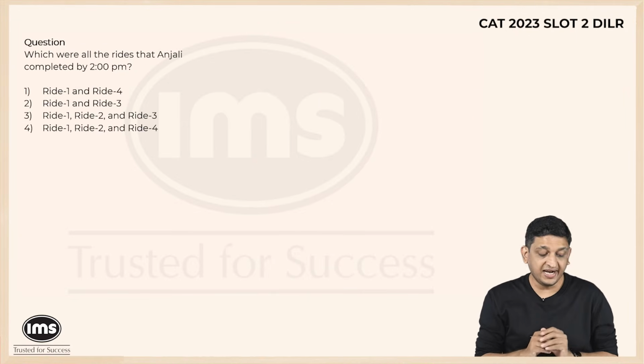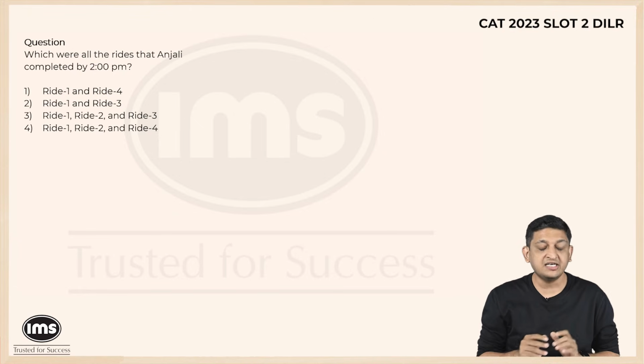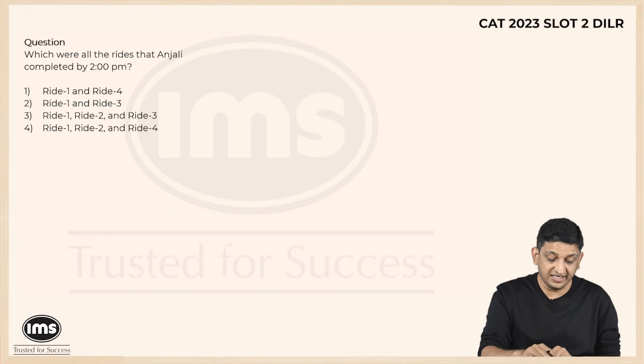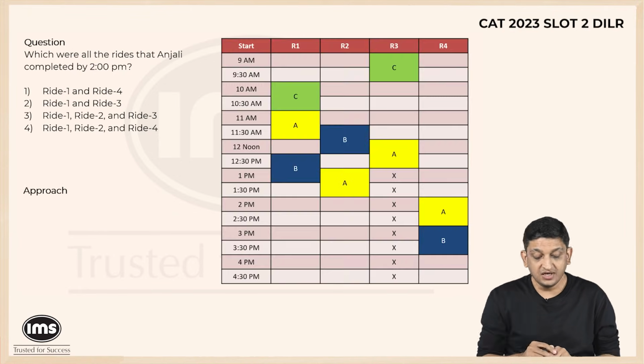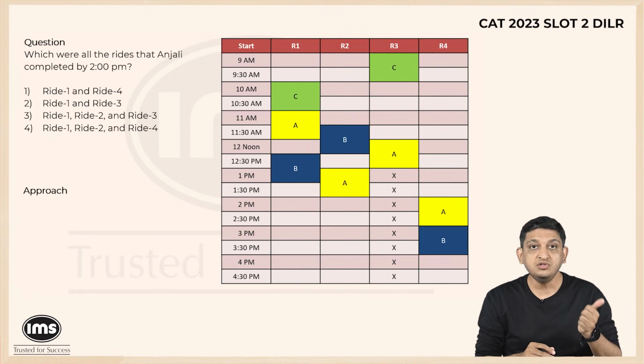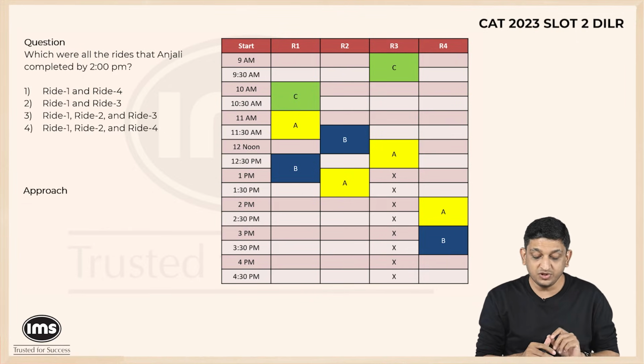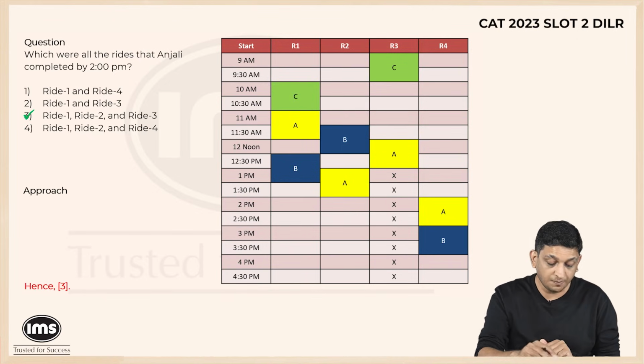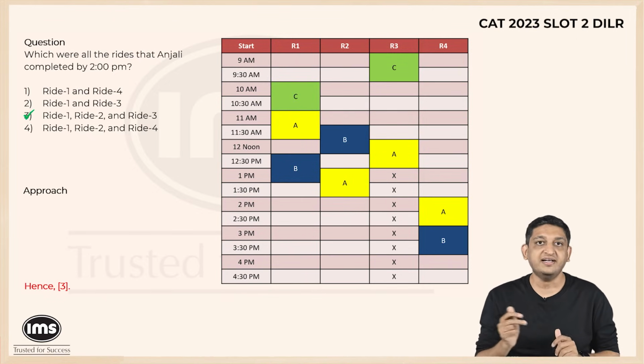In this question, we are asked what all were the rides that Anjali completed by 2 p.m. Now, if you look at the table that we have here, that we have drawn, Anjali took ride 1 from 11 a.m. to 12 noon. Anjali took ride 3 from 12 noon to 1 p.m. and then Anjali took ride 2 from 1 p.m. to 2 p.m. So we know that rides 1, 2 and 3 were all completed by Anjali by 2 p.m. So the correct answer here is option 3, ride 1, ride 2 and ride 3.